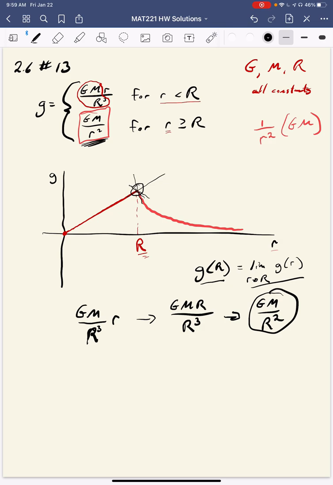And so therefore, since there's a sharp corner there, we say that g is not differentiable over r because of that one point. Everywhere else, the function is differentiable, but at that one point, at that sharp corner, it is not. And so therefore, the function g is not differentiable.